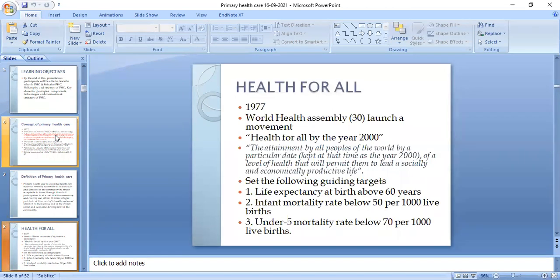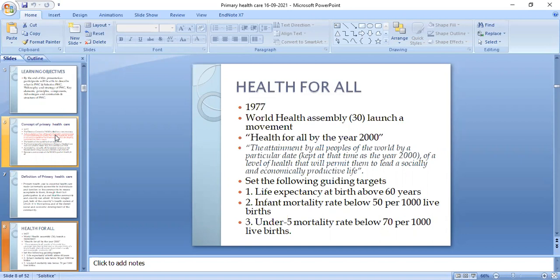Now the brief concept of health for all. It was prescribed in 1977 by the 30th World Health Assembly, which launched a movement: Health for All by the year 2000.